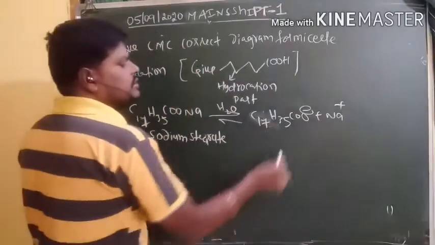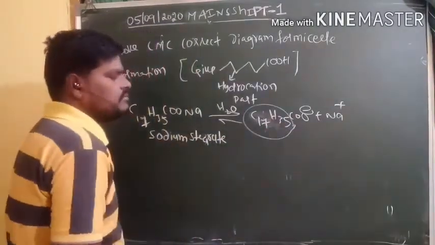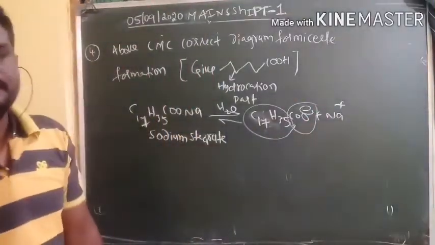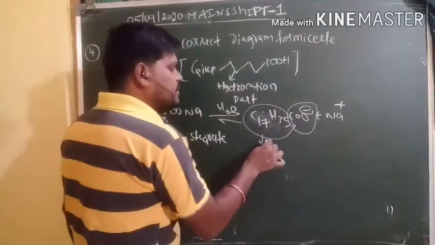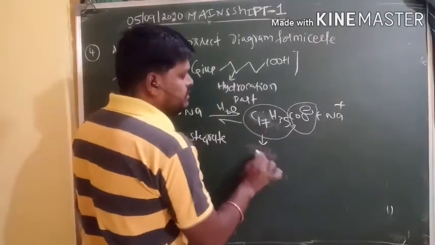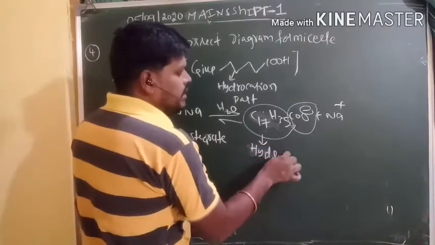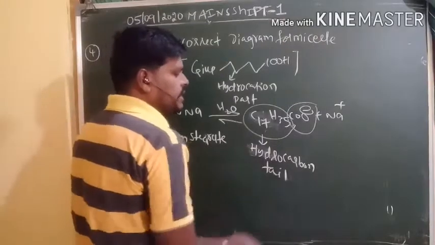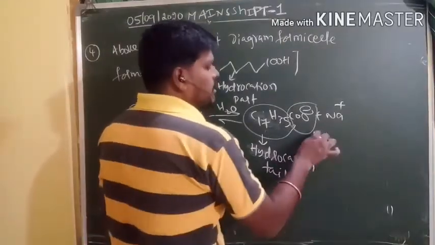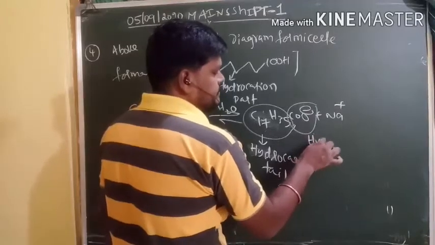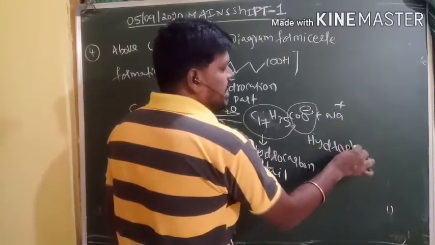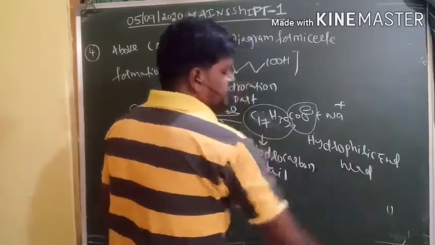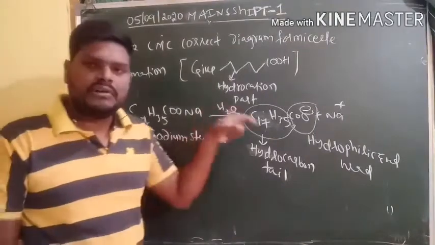C17H35COO- Na+. Here this part is called the hydrophobic end, and this part is called the hydrophilic end. This is the carbon chain part, the hydrocarbon chain, nothing but the tail. This is the hydrophilic end, so this is the head.